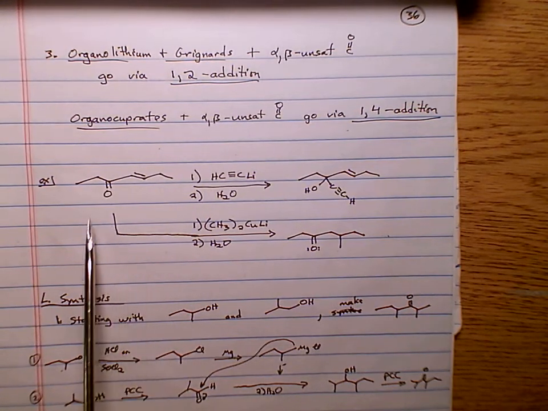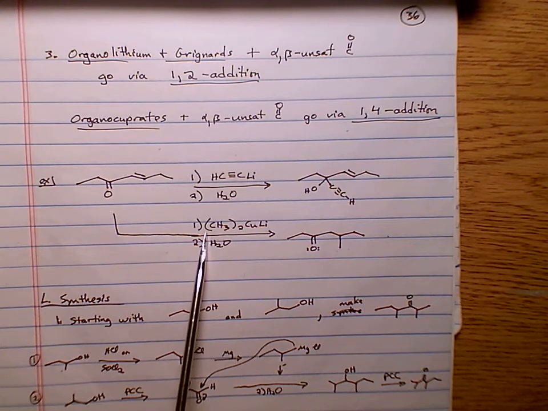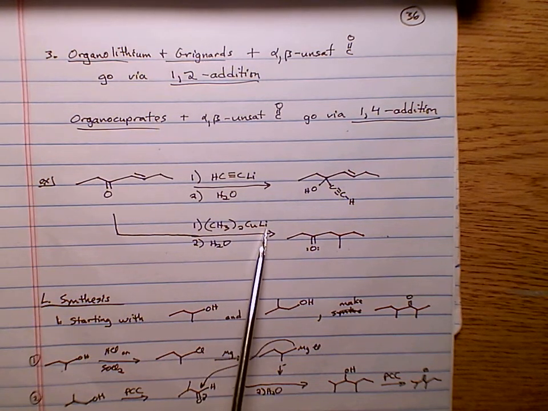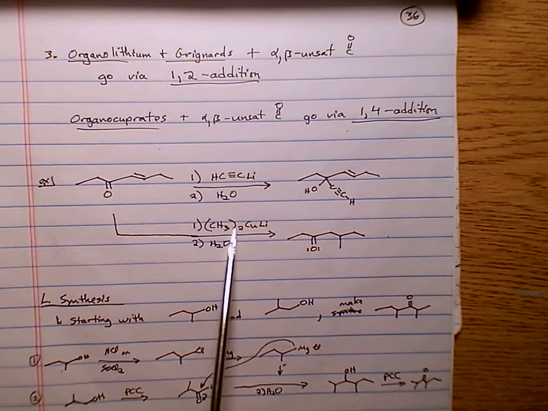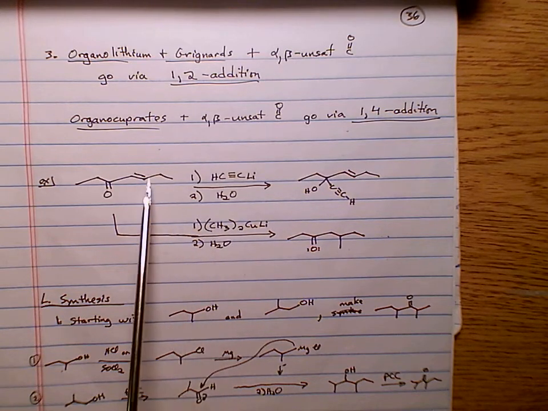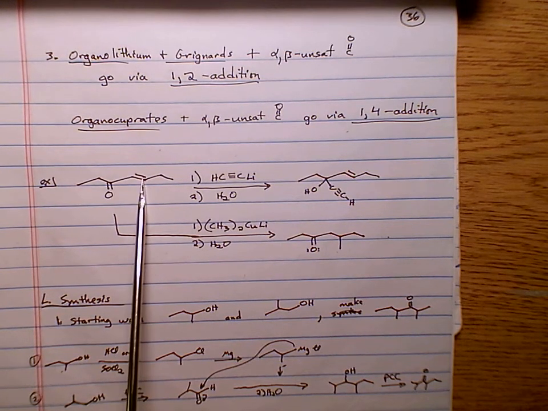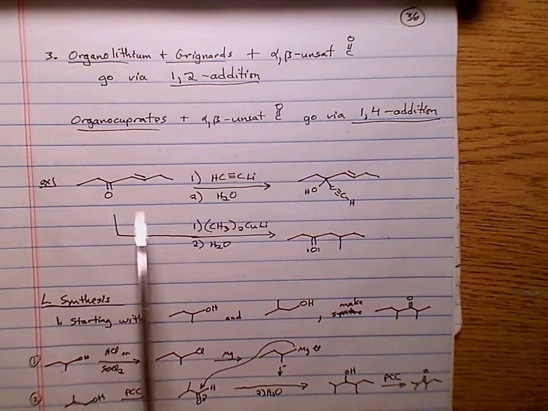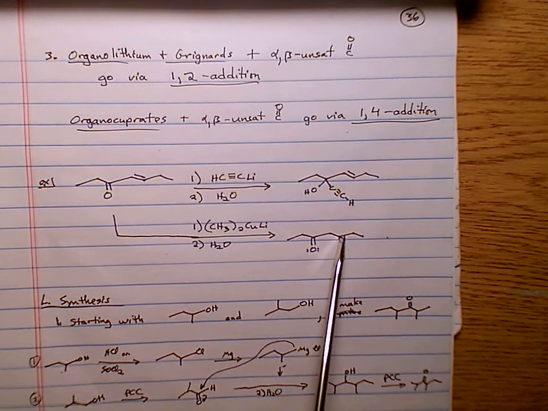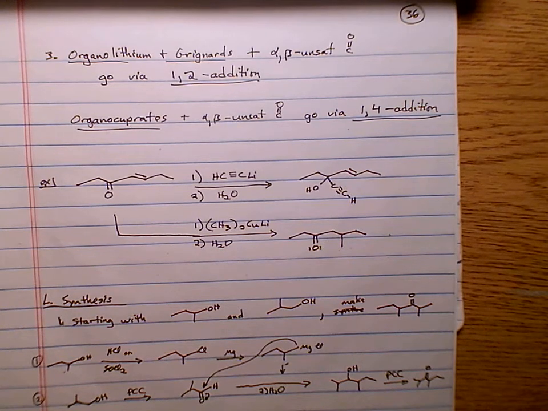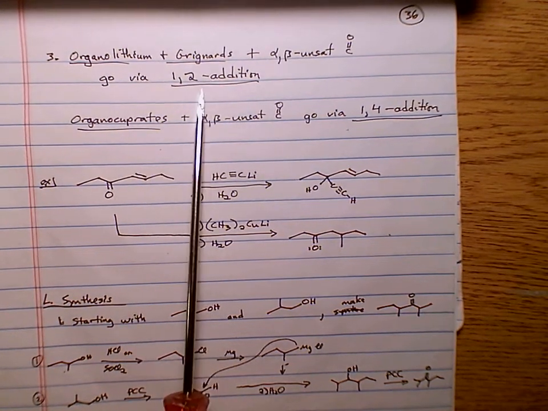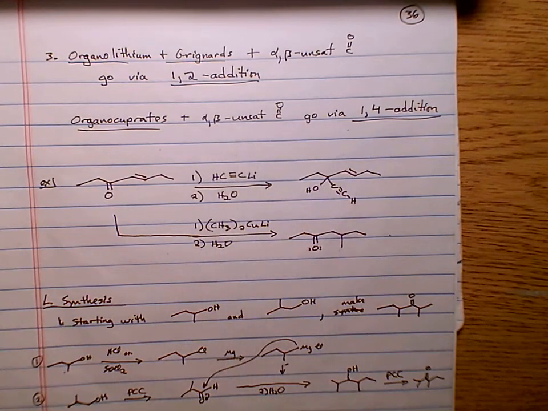If instead we take the same starting material and react with this dimethyl copper lithium compound, followed by water, we know this is an organocuprate. It's going to attack 1,4, which means a methyl group is going to go on the beta carbon. Right here, we're going to get a methyl group on the beta carbon. The double bond will be gone, but the carbonyl will still remain. So memorize that: organolithiums and Grignards, 1,2. Organocuprates, 1,4. When dealing with alpha-beta unsaturated carbonyl compounds.